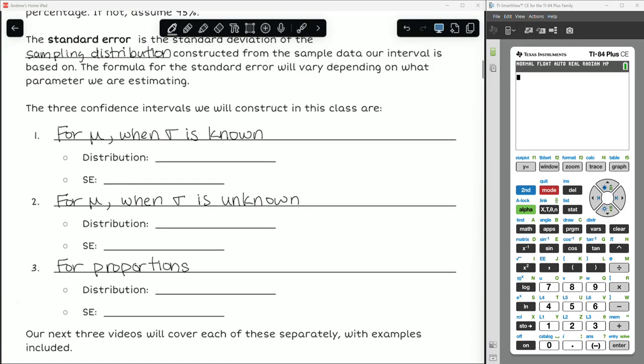For means, our distribution is going to be the standard normal distribution when we know our standard deviation for the population, also called the Z distribution. And we saw the standard error for this, or the standard deviation for a sampling distribution, last week when we learned about the central limit theorem. We know that the standard deviation of a sampling distribution is the standard deviation of the population divided by the square root of the sample size.